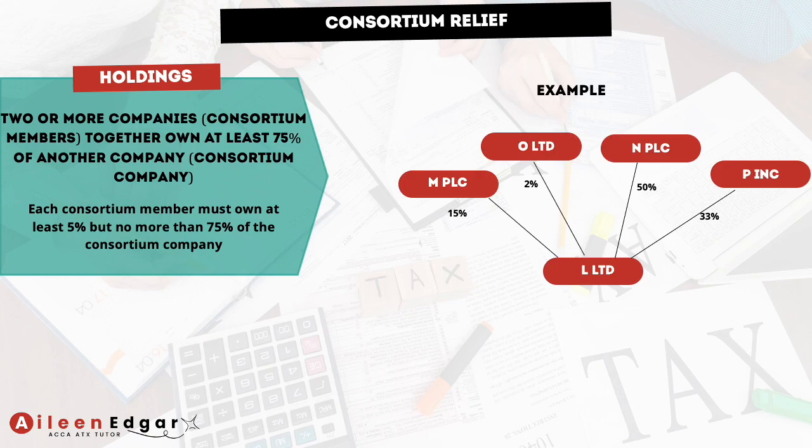Now here in this example, we've got 4 companies that together own the whole of L Limited. All the companies that have got Ltd or PLC after them are assumed to be UK companies, but the one with Inc after its name, P Inc, is not a UK company. L Limited is what we would call the consortium company here, and the others are all consortium members apart from O, because O Limited does not hold at least 5% of the shares in L Limited.